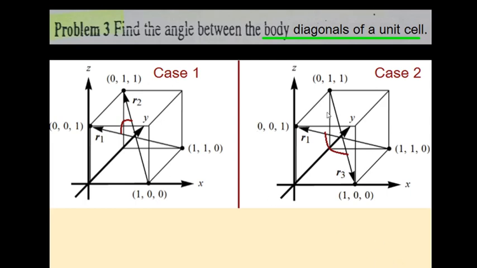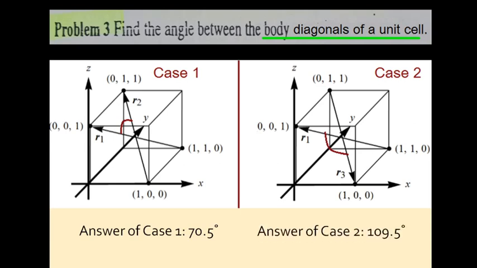In this case the angle between r1 and r3 is this. So consider this as a hint and try to find out the angle between this. Let me give you the answer for this. The answer for case 1 is 70.5. This is an approximated answer. You may get 70.36 or something like that.